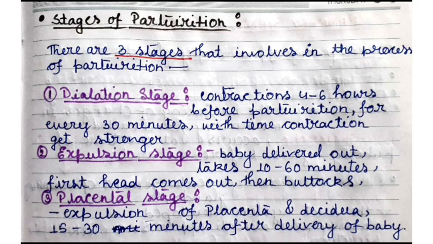The second stage is the expulsion stage. During this stage, the baby is delivered out from the mother's uterus, and it takes about 10 to 60 minutes. The head comes out first, and then the buttocks come out. And eventually the lungs expand and the circulatory system also begins to function.